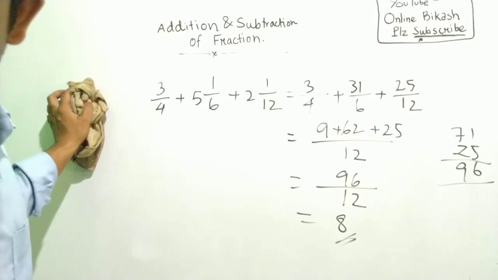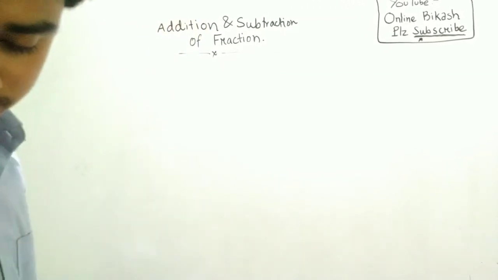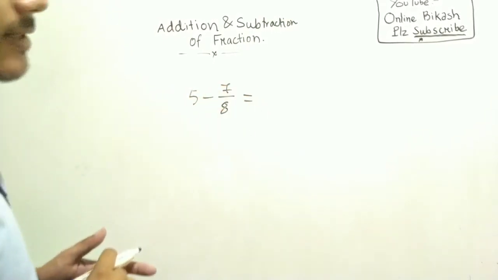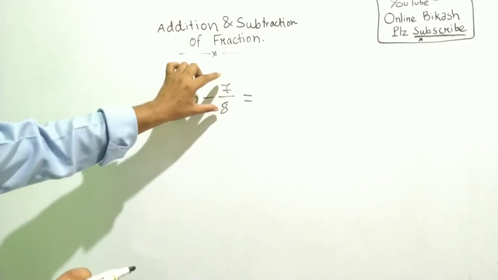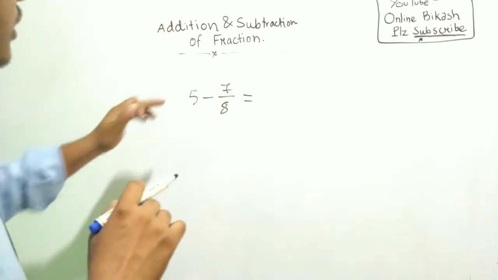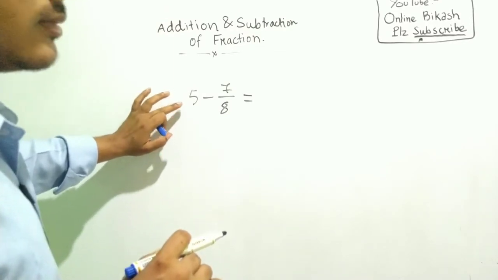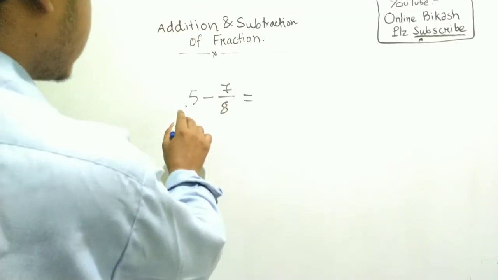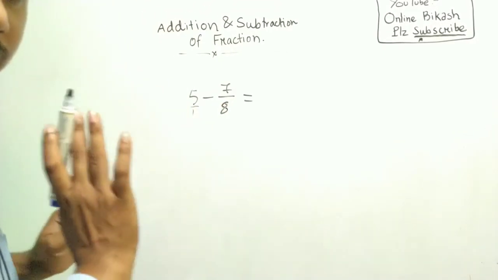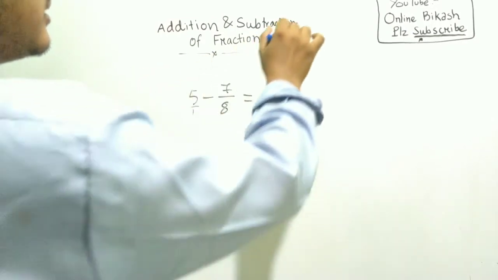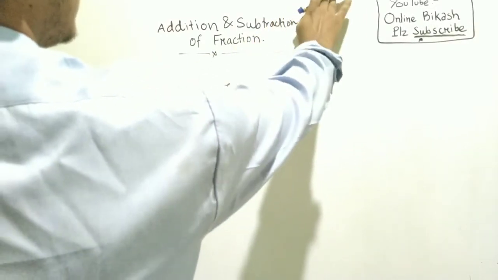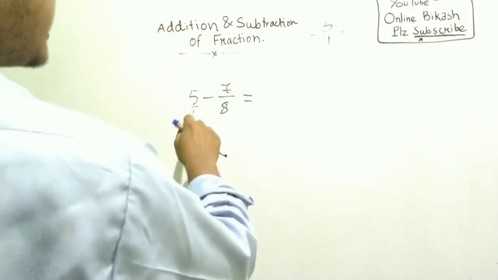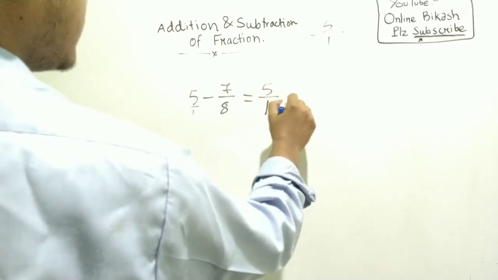Now there may be a question in your mind. Suppose you have 5 minus 7 by 8. From a whole number you have to subtract a fraction. Nothing to worry. Just write it as a fraction. Always remember, if there is a whole number, then in the denominator there is a 1. So we can write it as 5 by 1 minus 7 by 8.